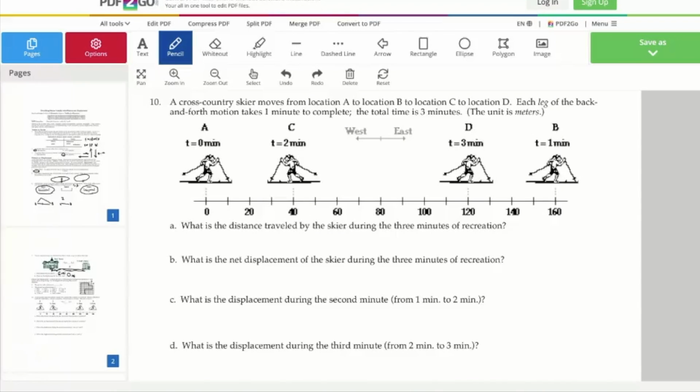At each point, for example, at T, after 1 minute, the skier has moved from A to B. Then after another minute has passed, a total of 2 minutes, the skier has moved to C. And then after another minute, a total of 3 minutes, the skier has moved to D. And T stands for how much time has passed since their beginning position A. So let's try first to A and B. What is the distance traveled by the skier in that total of 3 minutes? And what is the net displacement of the skier during the 3 minutes?